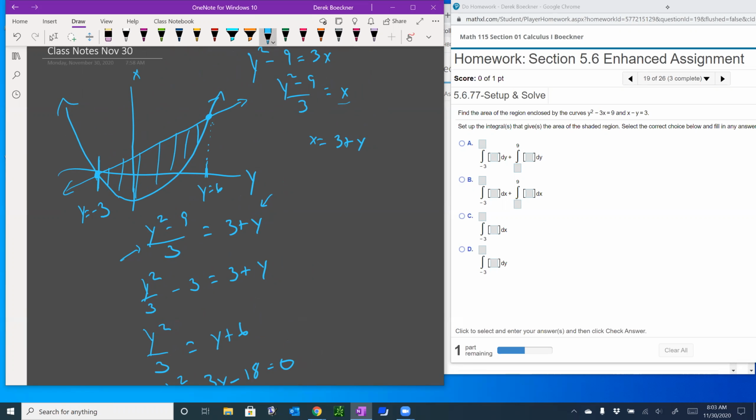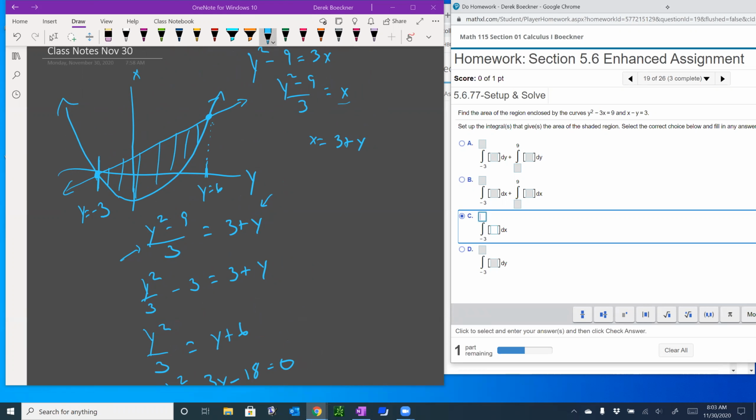It looks like we only need one integral. So I'm going to pick this one, and it's going to go from minus 3 up to 6. Let's draw in the representative rectangle first. So this is at a y value, because my y-axis is the horizontal axis. This point is going to be at y comma 3 plus y, because that's on the line, right? The 3 plus y is the output of that. And this one's going to be at y comma y squared over 3 minus 3, because that's on the parabola.